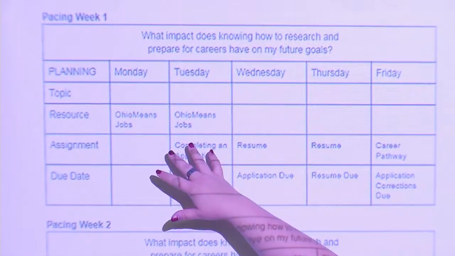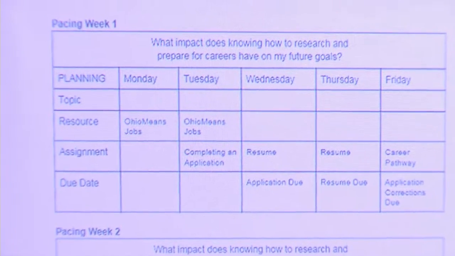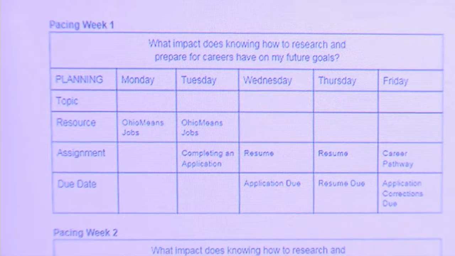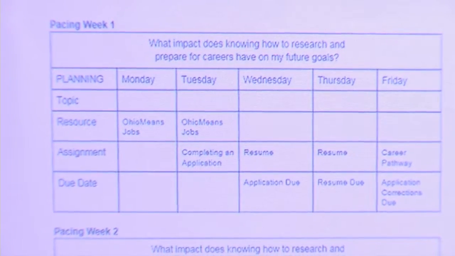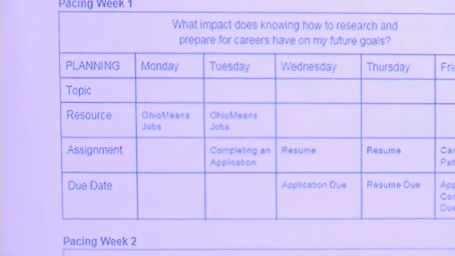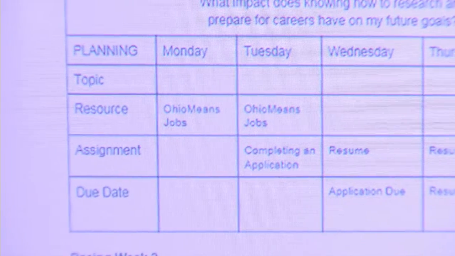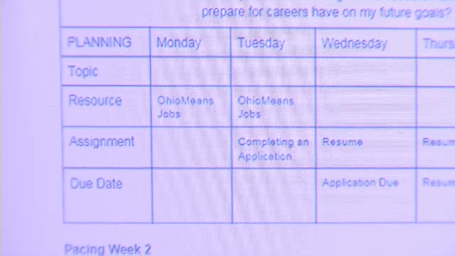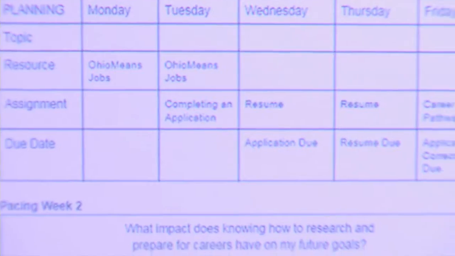I'm going to start out with Ohio Means Jobs. Has anyone used Ohio Means Jobs in their classroom? Have you used it with your students? Okay, a couple of you. So I would have my students go through that. They have a career interest survey on there. Okay, so that's where we would get started.